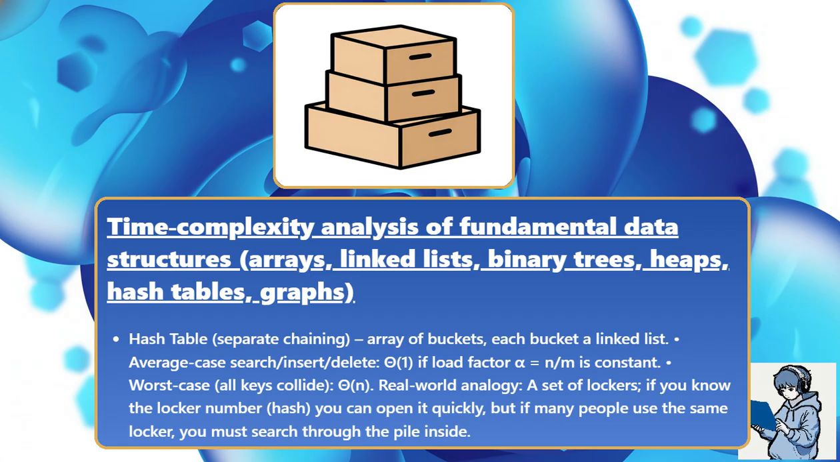Hash table with separate chaining: an array of buckets, each bucket a linked list. Average case search, insert, and delete are Θ(1) if the load factor α = n/m is constant. Worst case, all keys collide, and it is Θ(n). Real-world analogy: a set of lockers. If you know the hashed locker number, you can open it quickly, but if many people use the same locker, you must search through the pile inside.